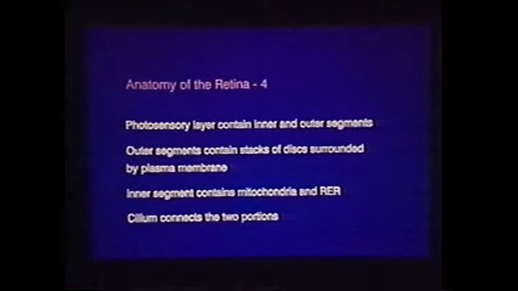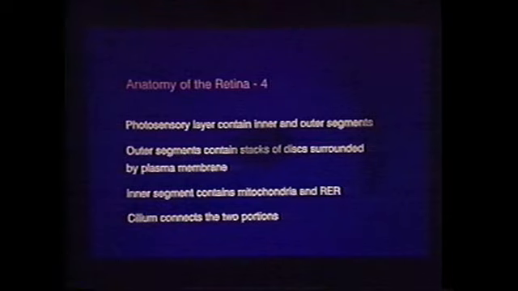The actual photosensory layer contains inner and outer segments. The photosensory cell itself contains inner and outer segments, and the outer segment contains a number of discs, and it's upon these discs that lie the pigments necessary for the vision process, the process of vision.